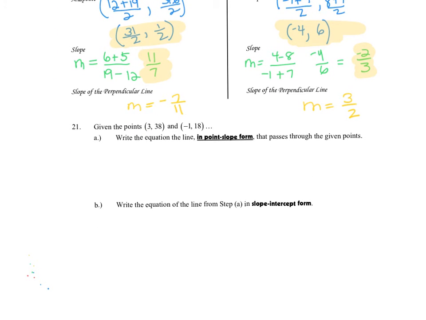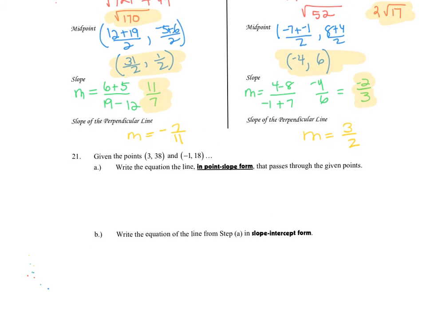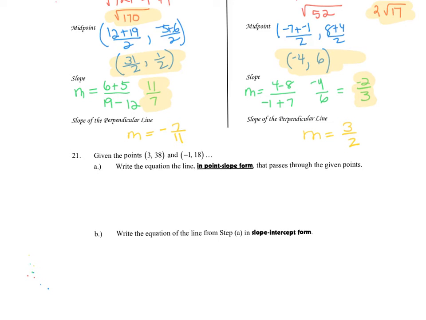Problem 21 asks us to write the equation of the line in point-slope form going through the given points. So lots of things that we have to know. We need to know the distance formula, the midpoint formula, the slope formula, and now point-slope form. And so point-slope form, just as a reminder, tells us to take y minus the y value equal to the slope times x minus the x value. And so the first thing we need to do is determine the slope because we're given 2 points.